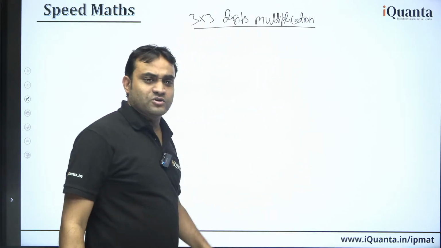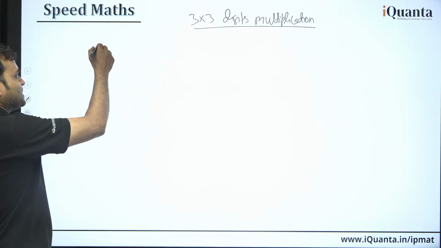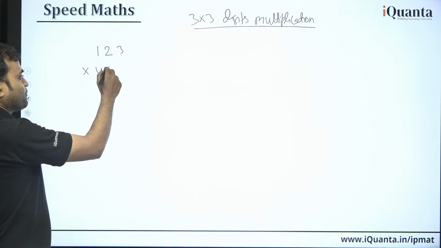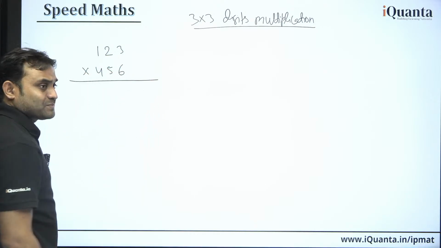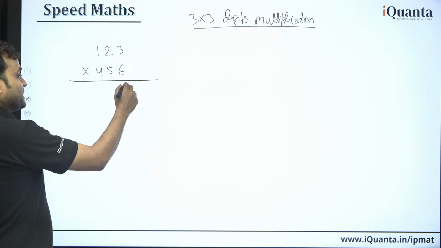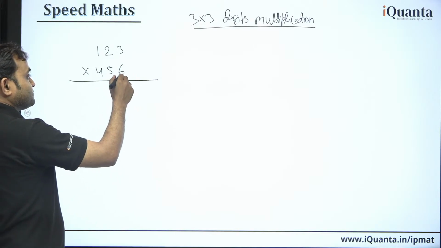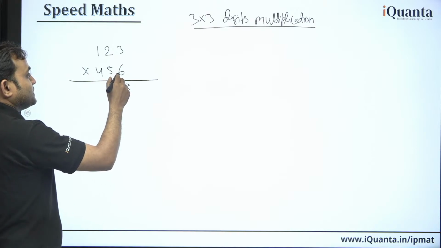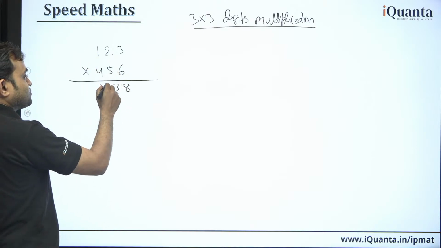Then again we are going to take one example. How do we multiply the numbers till now, like 123 into 456? So how do we multiply it? 6 into 3 is 18, carried forward 1. 6 into 2, 12 plus 1, 13, carried forward 1. Then 6 into 1, 6 plus 1, 7.